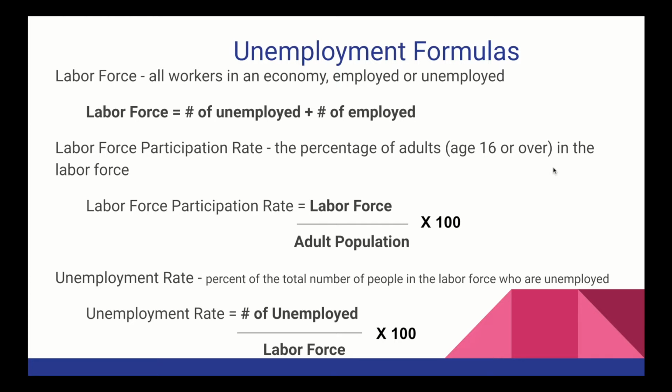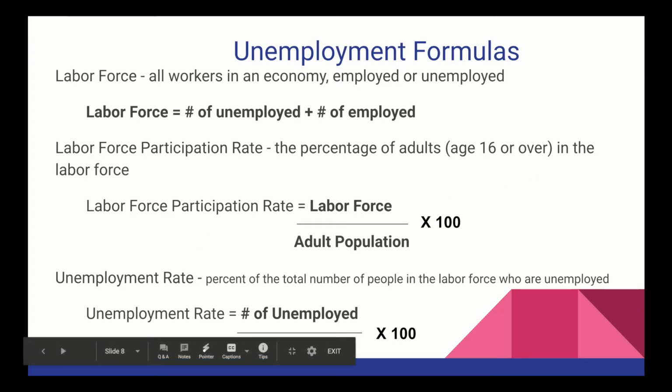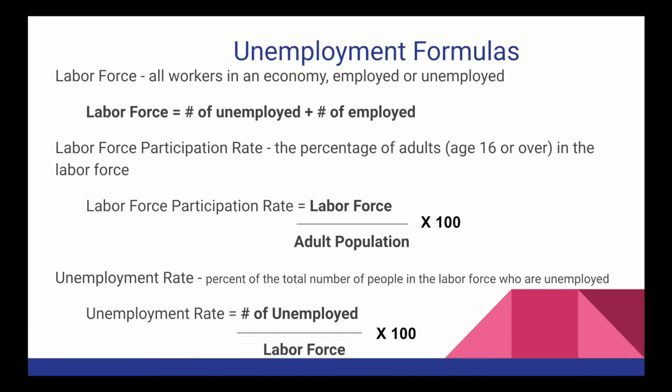And then finally down here at the bottom, the biggest one, the one that you're going to have to remember and memorize for the rest of the year, for forever, our unemployment rate. This is the percentage of people that are in the labor force who are unemployed and looking for a job. So your unemployment rate is going to be equal to the number of unemployed people who are looking for a job divided by the entire labor force times 100.